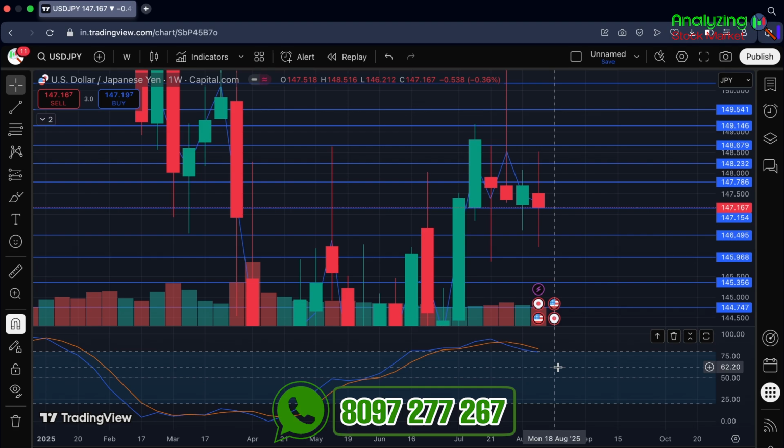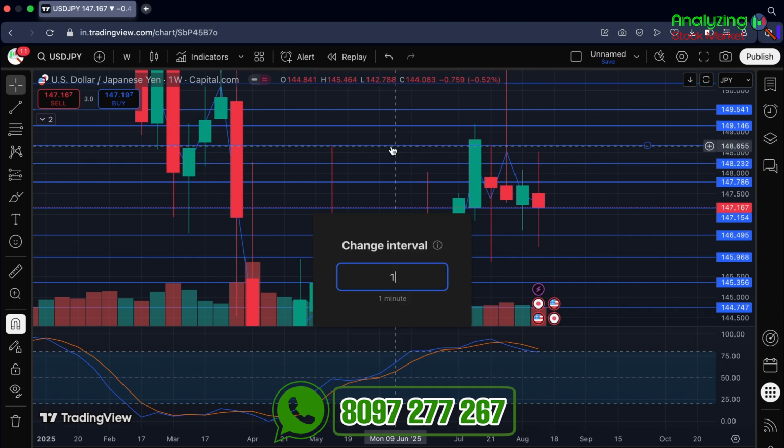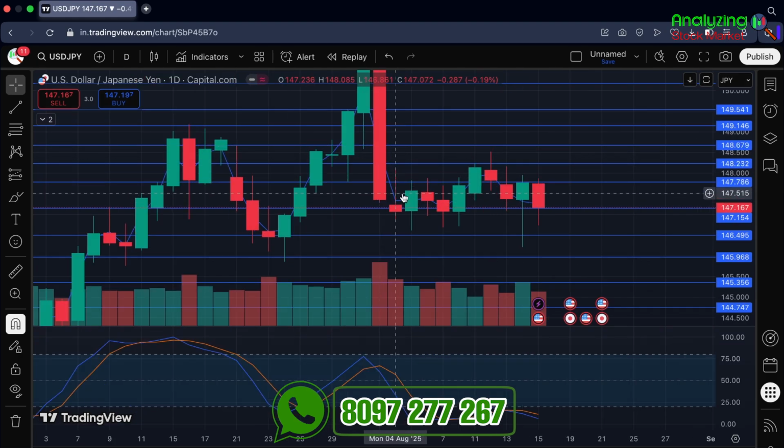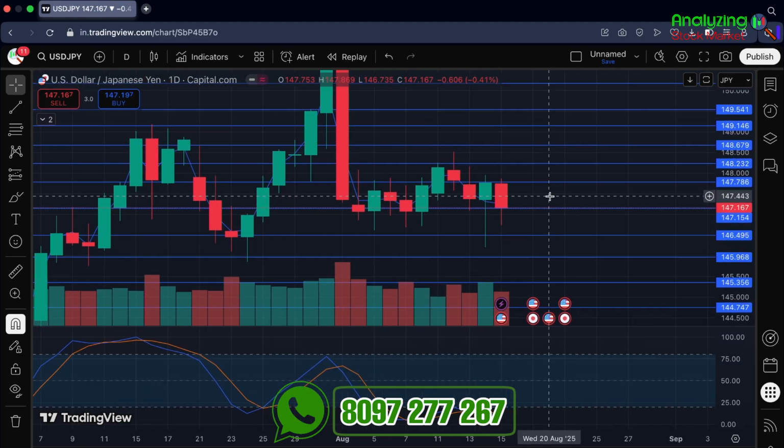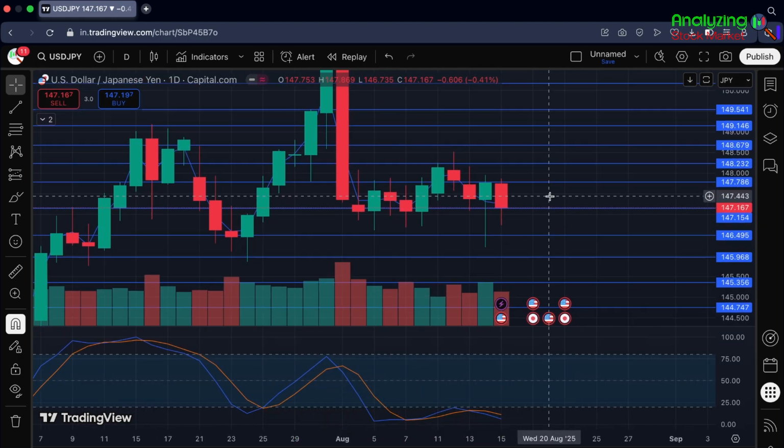So now let's mark some important support and resistance zones on a one-day chart. So yeah, this is a one-day chart. As you can see, there are already some markings from previous analysis, so I don't think I need to mark any new important support or resistance zone.